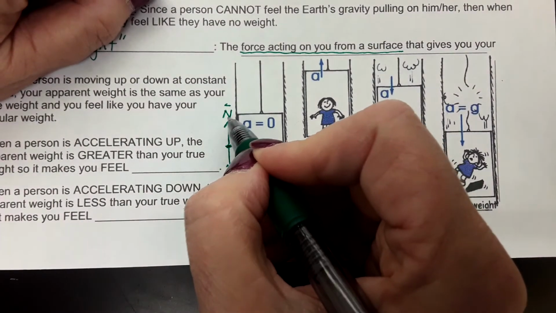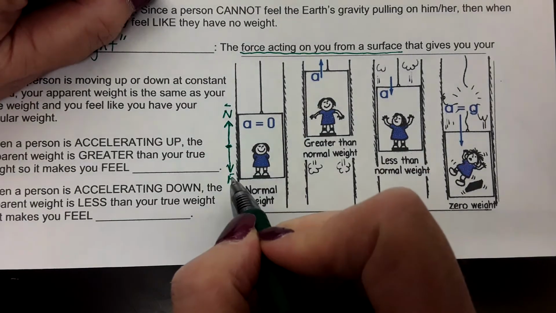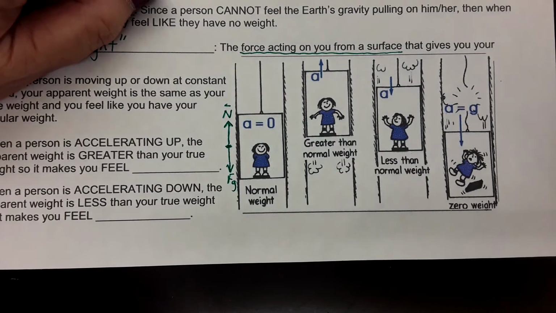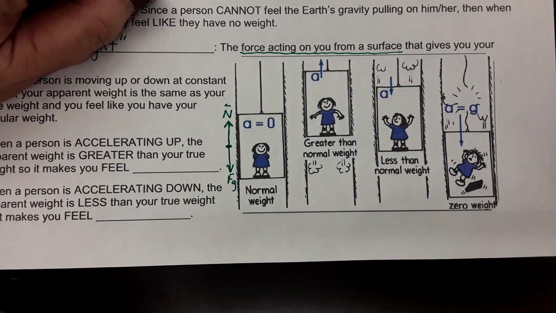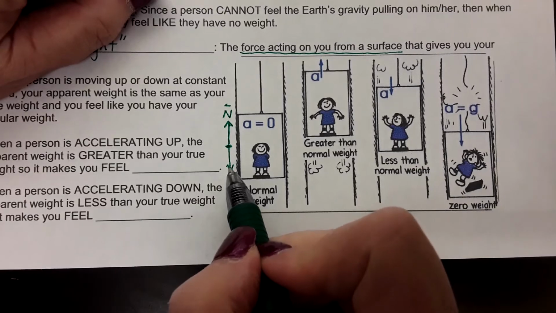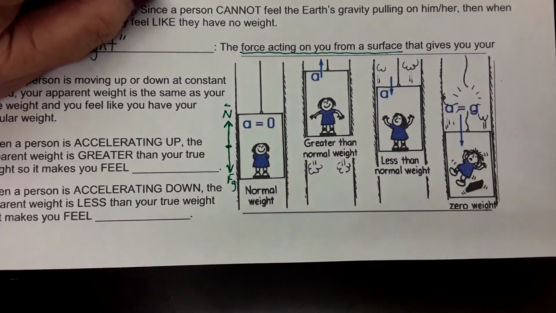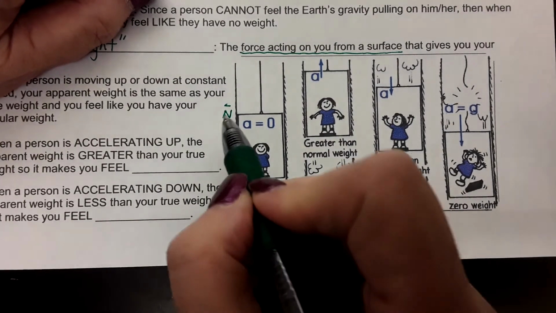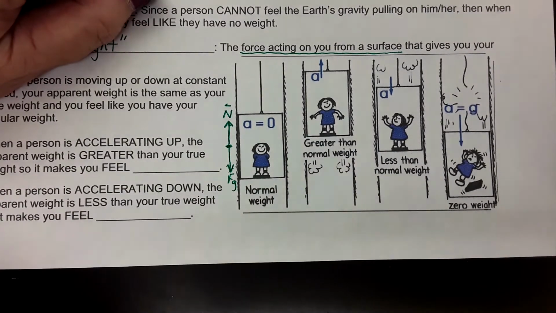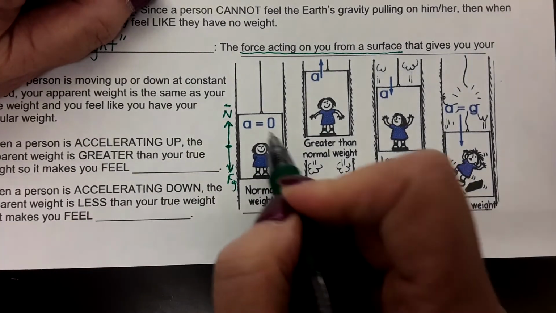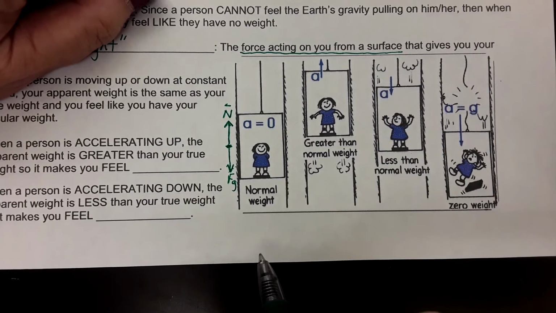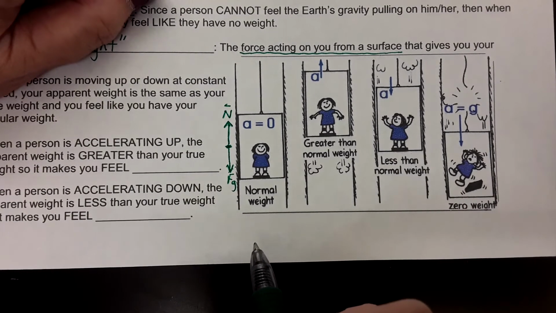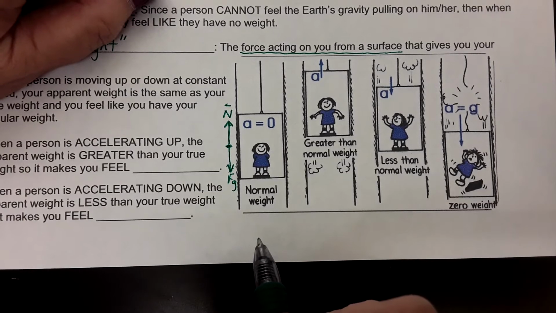Since your apparent weight and your true weight are the same size, you feel like you usually do, because the surface pushing up on you is giving you a sense that you feel like you're this heavy, even though you can't feel this, but you can feel that, and it's the same size. So you feel your regular heaviness when the elevator is at rest or moving up or down at constant speed. In other words, in equilibrium.